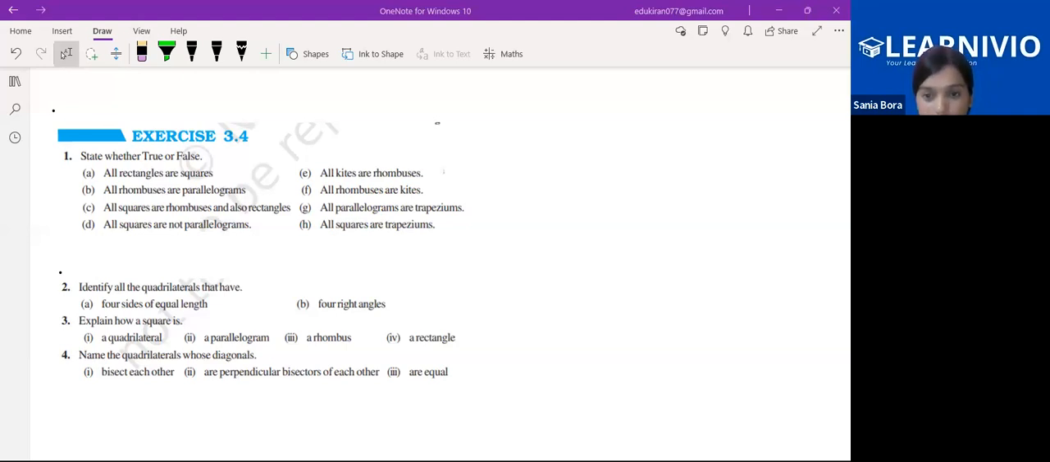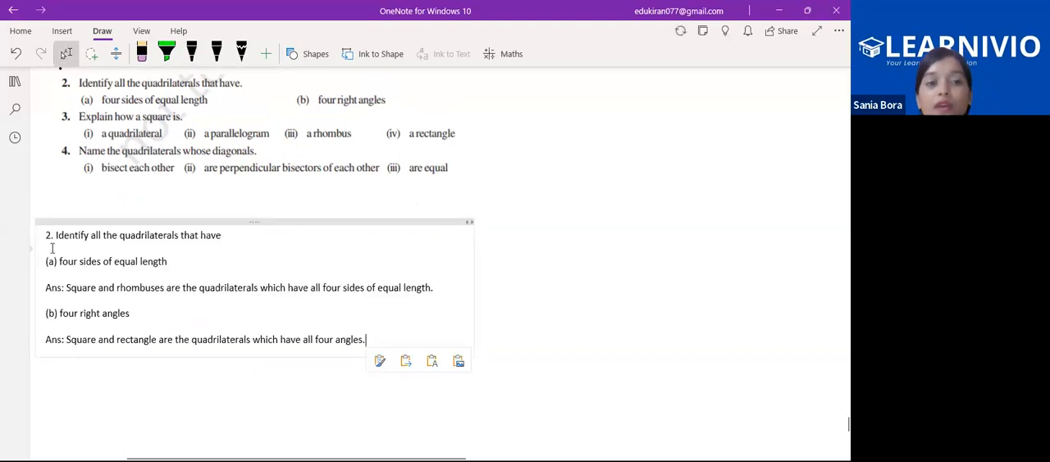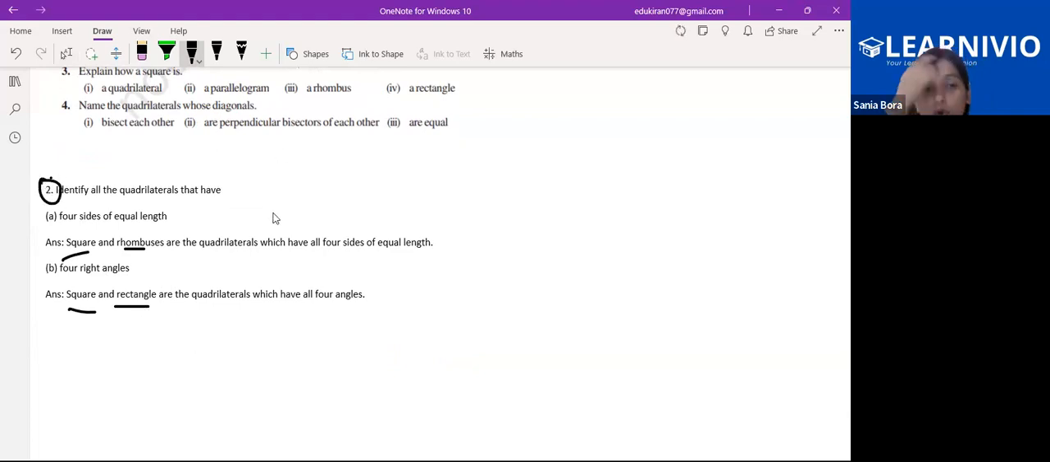Okay, good. And rhombus. Ma'am, is parallelogram there? Okay. Let's see. Identify the quadrilateral that have four sides. So it is square, rhombus, right? And four right angles, square and rectangle. Clear? So four equal sides, square and rhombus only have the equal side, nobody else. In the parallelogram also opposite sides are equal, right? But a right angle, it is square and rectangle only. Fine? Yes, ma'am.